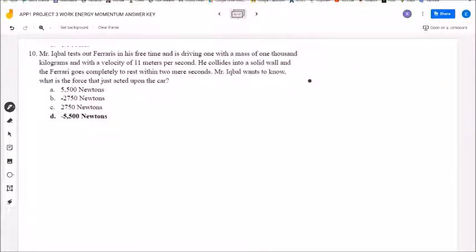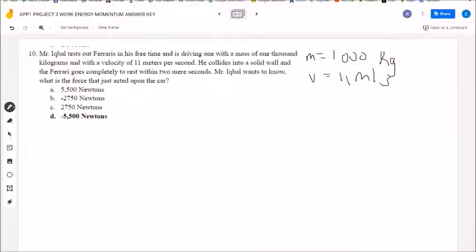Mr. Iqbal tests out Ferraris in his free time, and is driving one with a mass of 1,000 kilograms. I need to get used to writing with a mouse. So mass equals 1,000 kg, with a velocity of 11 meters per second. That's going to be helpful. We should know that: 11 meters per second.